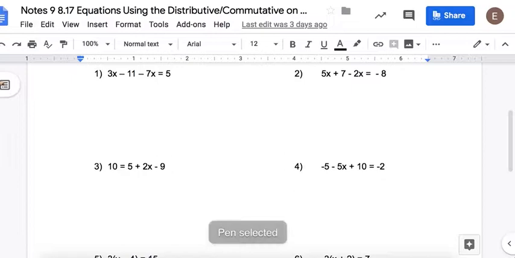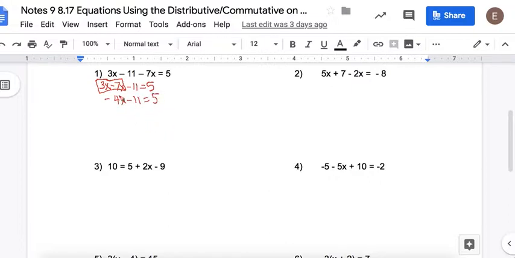So in the first one, look at both sides of the equal sign, and are there any like terms to combine on any of the sides? And the answer is yes on the left side here. So we're going to use the commutative property to get the 3x and the 7x next to each other, keeping the minus sign in front of the 7x, then bring down the minus 11 equals 5. Now here are my like terms. So what's 3x minus 7x is negative 4x. Bring down the minus 11 equals 5.